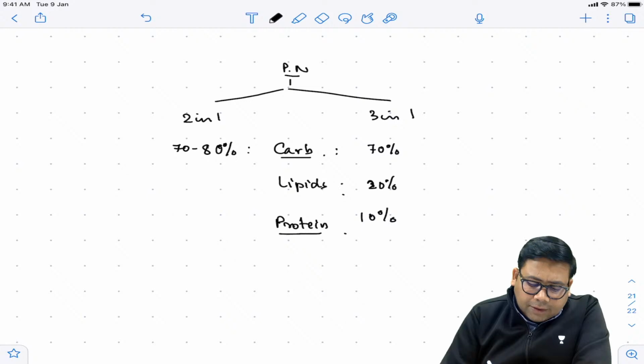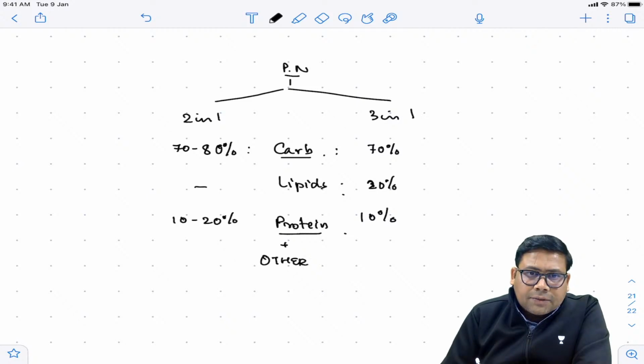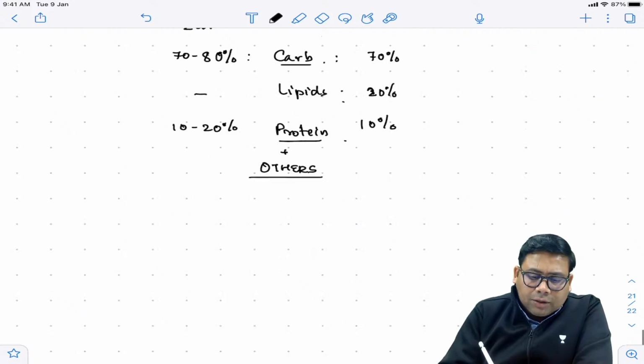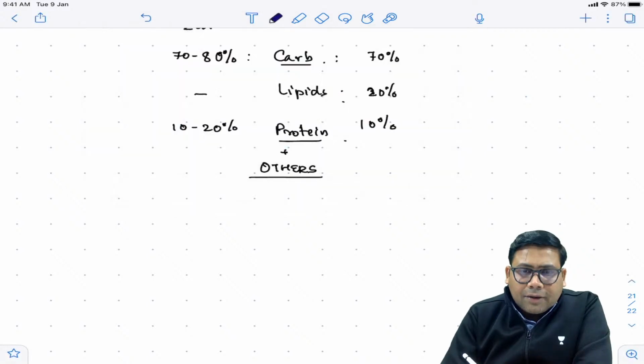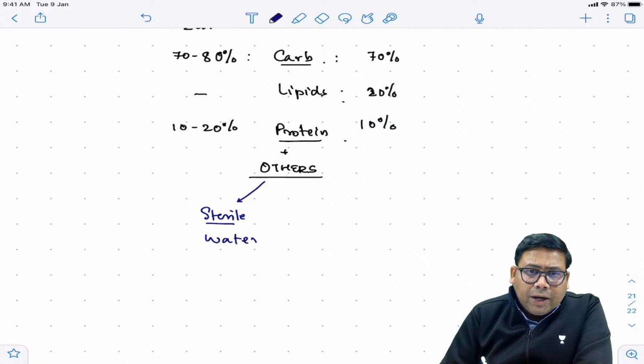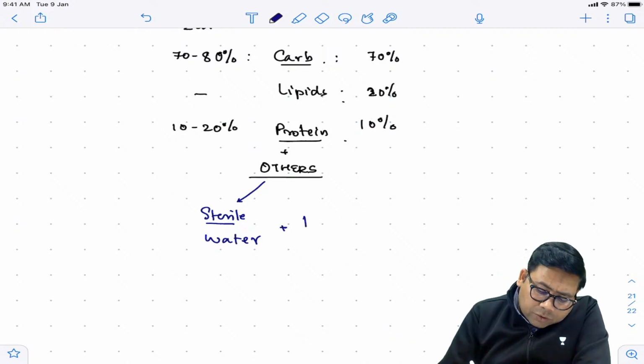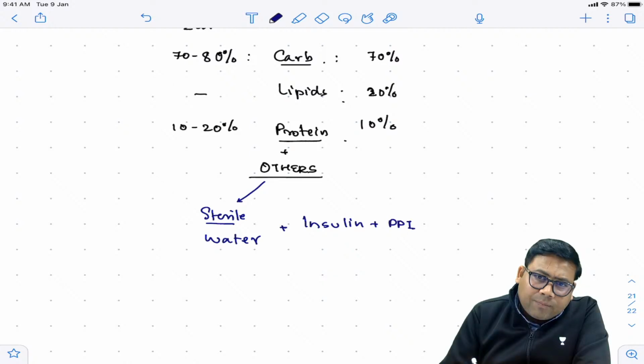Try to understand, nothing known as lipids. Proteins, it is 10 to 20%. And along with that, there are something which are known as others. What are the things that we have in this others category? You can have sterile water for dilution. You are adding 70 to 80% carbs, so the patient will have a very severe spike of what? Blood sugars. So insulin. Then to prevent stress-induced gastritis and bleeding, PPIs.